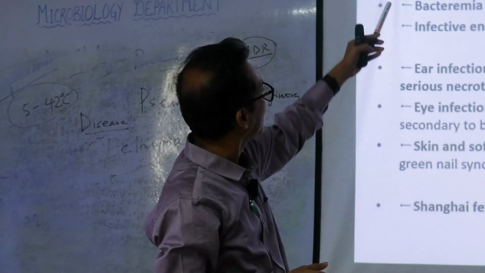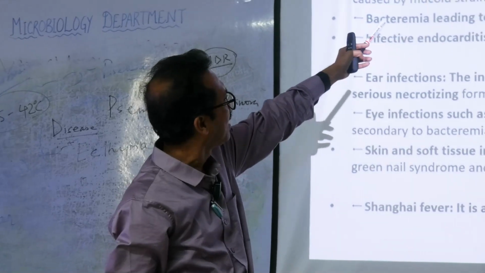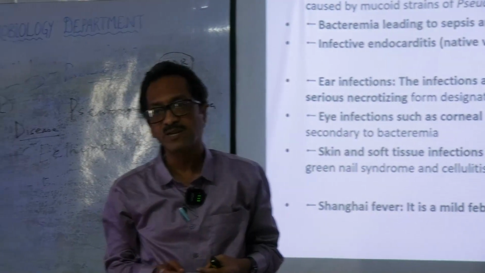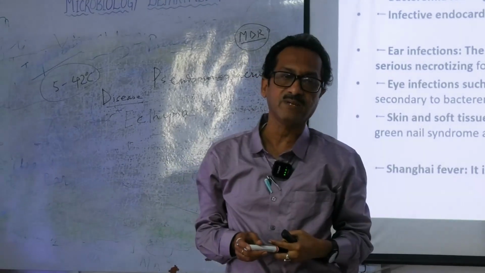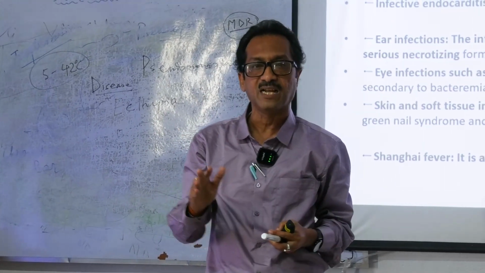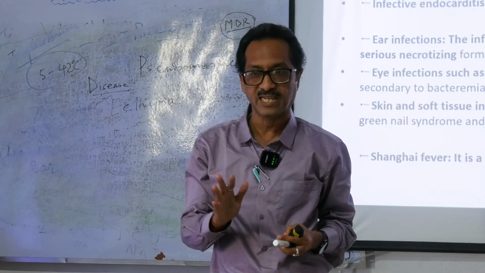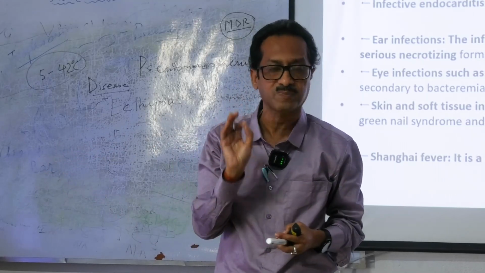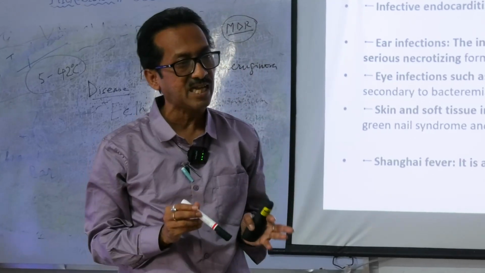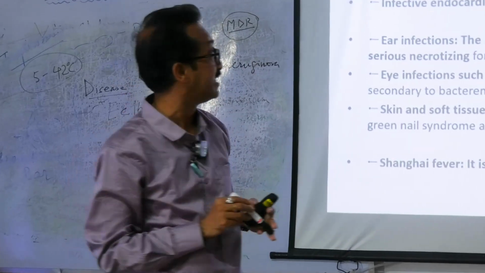Everything has a definition. VAP has a definition, CAUTI has a definition. What is the most important part? The patient must be admitted for 48 hours, or 2 calendar days, in the hospital. After that, the infection should start. That is one of the criteria for hospital acquired infection. 48 hours or 2 calendar days. Basically, it is calculated by 2 calendar days.